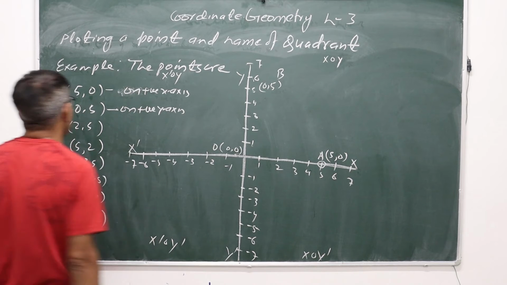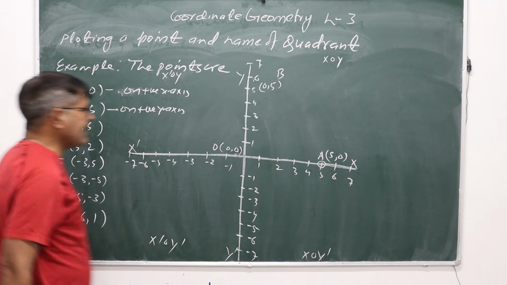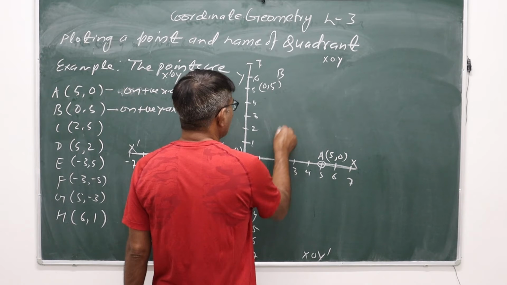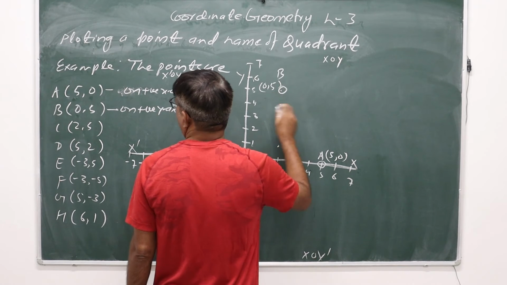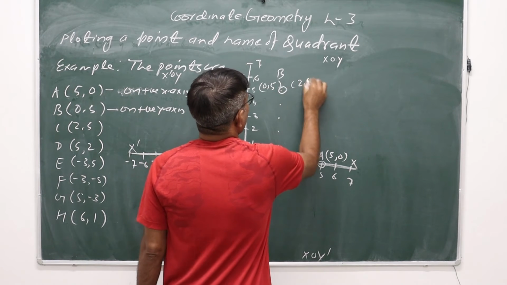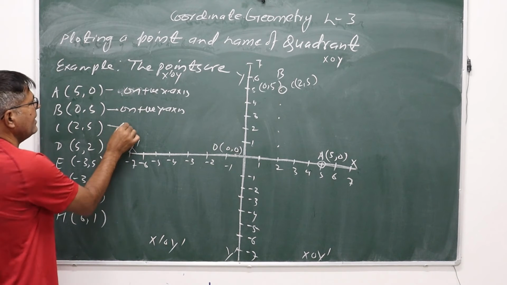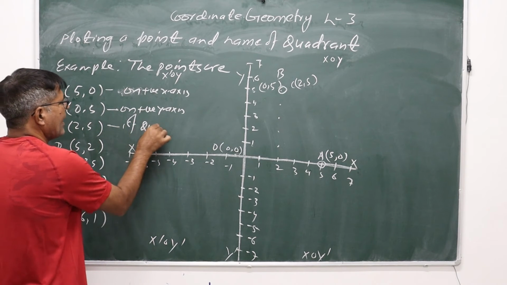This is on the positive y-axis. This is x is 2 and y is 5. So 1, 2, 3, 4 and 5. This point is your C, (2, 5). This point is in the first quadrant. So this lies in the first quadrant.